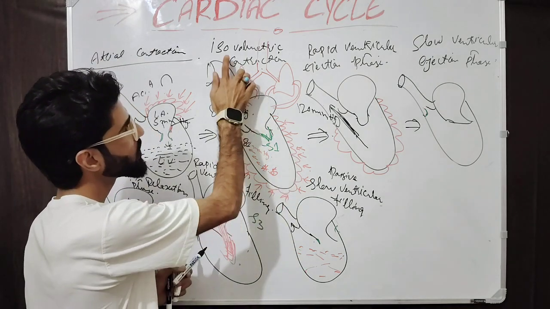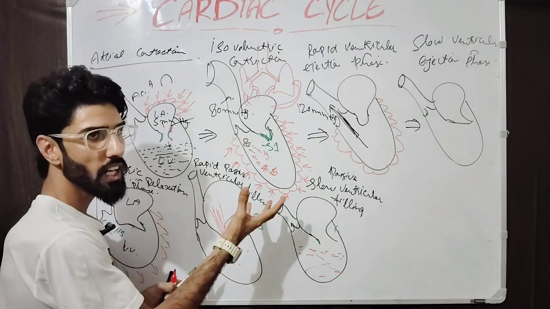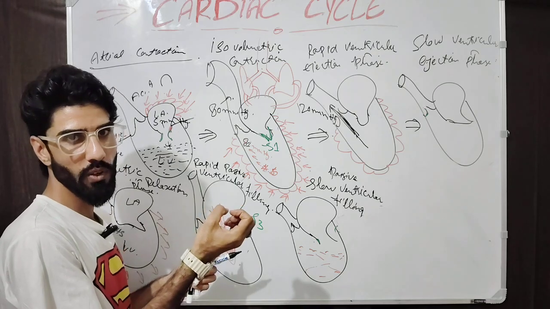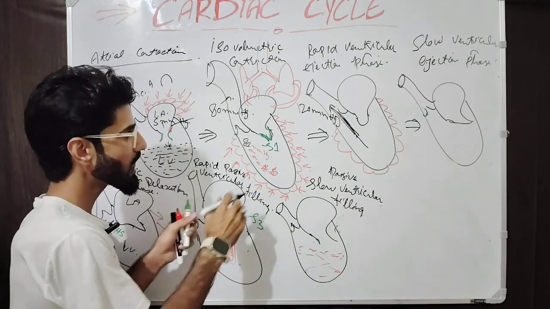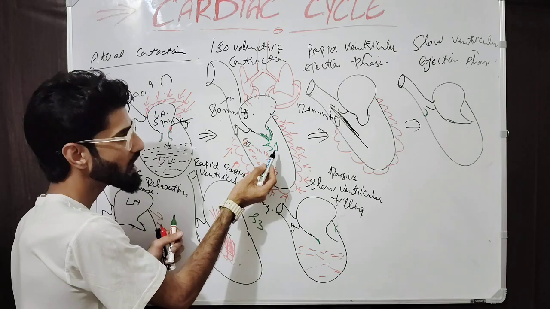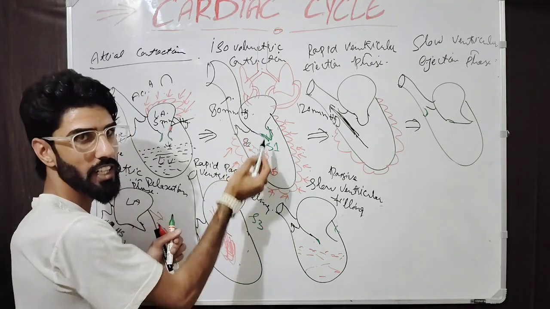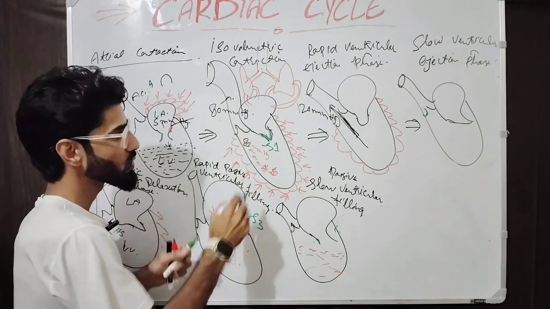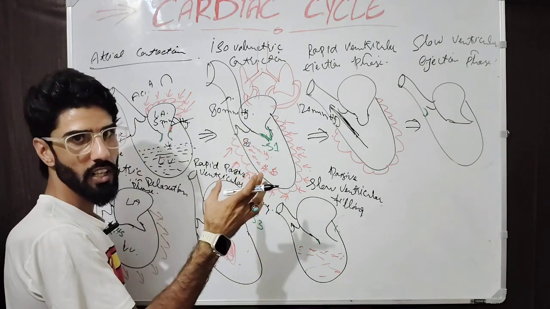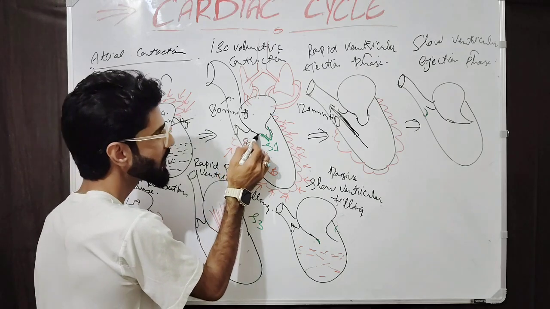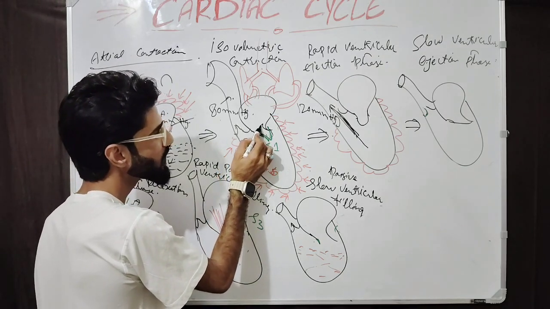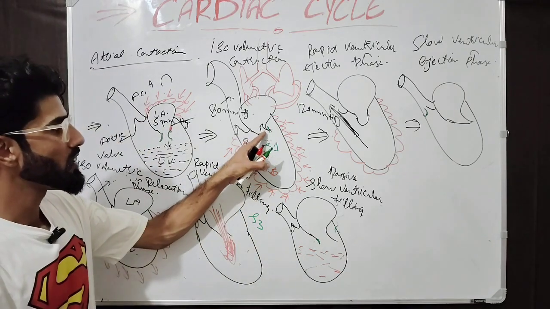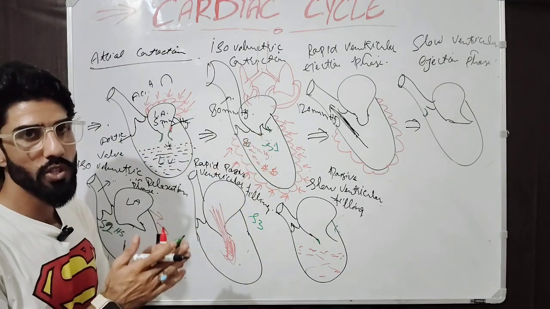But during the isovolumetric contraction, when both the ventricles start contracting, it will try to eject a backflow of blood into the left atrium. So at that time, during the high pressure in the left ventricle and the right ventricle, this valve will be everted backwards, but this will be prevented by the closure of valves.